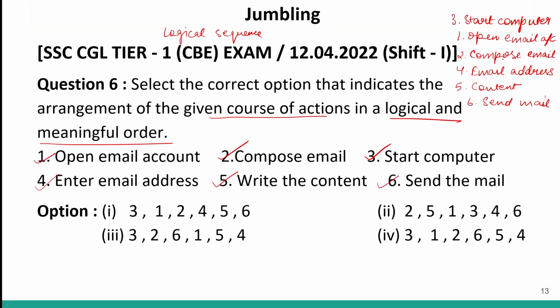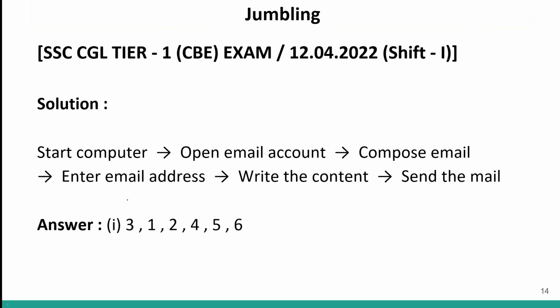email, correct? Until here. Then what do? We write the email address to which we have to send the email. Once we do that, we will write the content of the email. And once we have the content of the email, we will send the mail. So the correct sequence will be 3, 1, 2, 4, 5, 6. And 3, 1, 2, 4, 5, 6 is given in option number 1. So option number 1 will be your correct logical sequence answer.